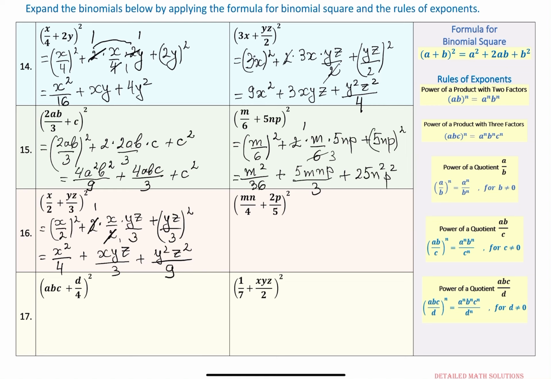Next exercise. (mn over 4 plus 2p over 5) squared. This equals (mn over 4) squared. Again, we apply the formula for binomial square. 2 times first term, second term, mn over 4 multiplied by 2p over 5 plus the second term squared, (2p over 5) squared.